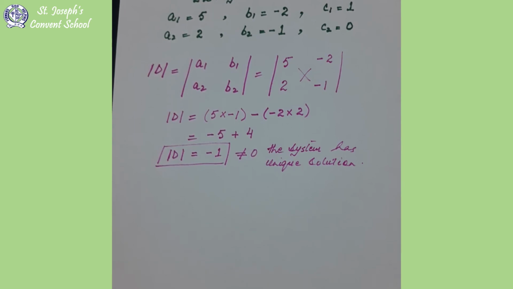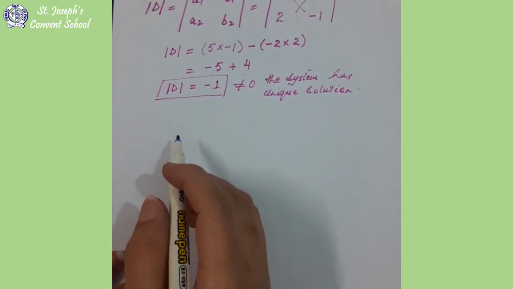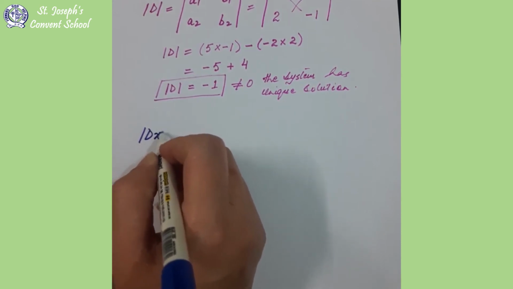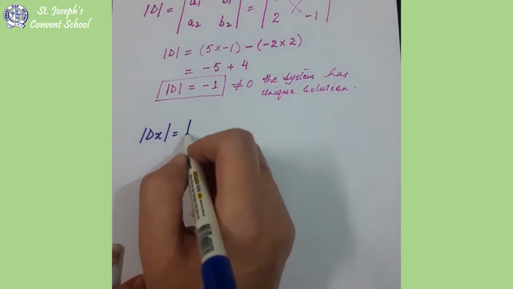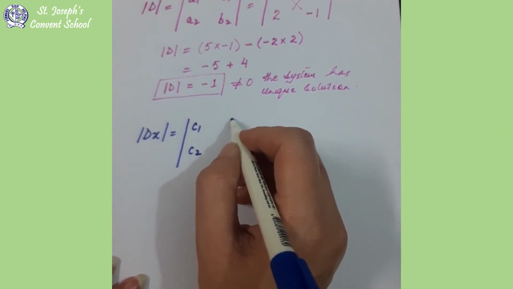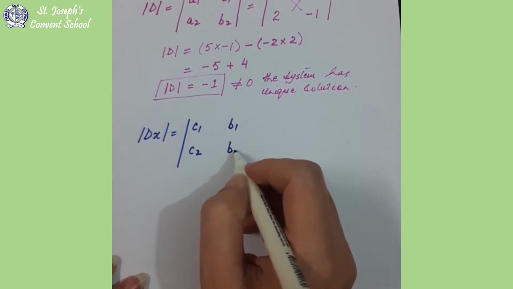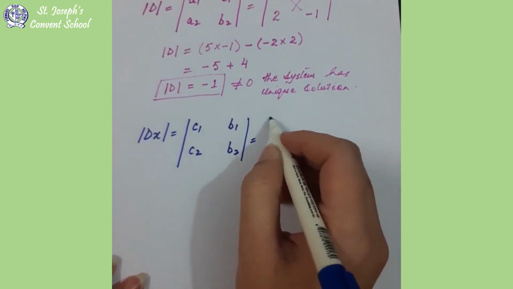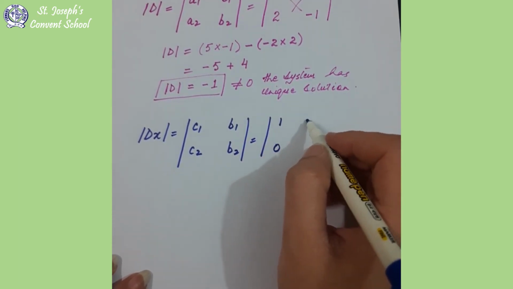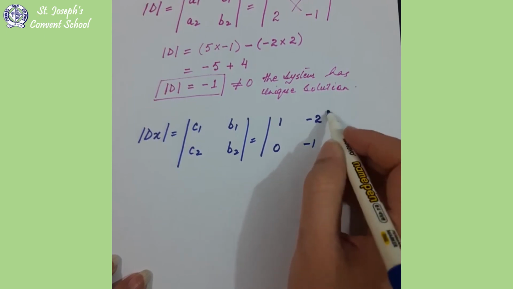Okay. Let's find Dx and Dy. So for Dx, replace the coefficient of x by c1, c2. So c1, c2 and this will remain as it is, b1, b2. Put the values. C1, C2 is 1 and 0 and B1, B2 as it is, minus 2, minus 1.